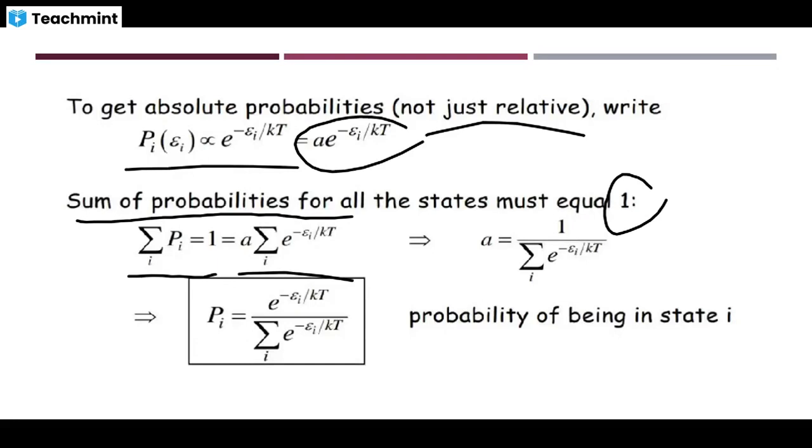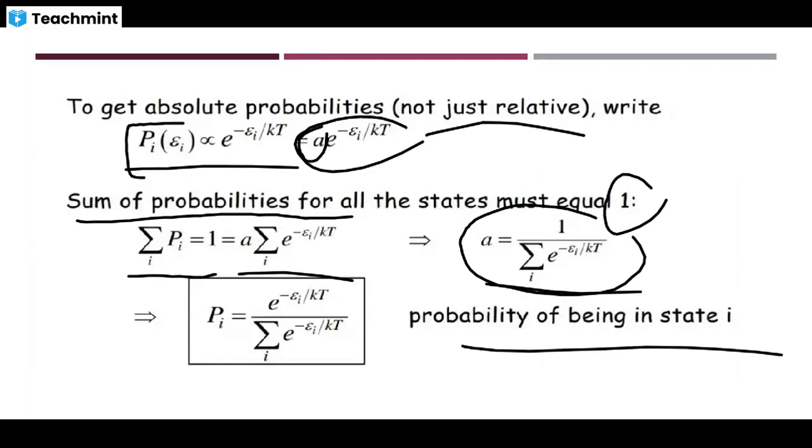So the sum of e to the power minus psi i divided by kT, and then A is nothing but 1 divided by the sum over i of e to the power minus psi i by kT. So this is directly proportional, and A is just a proportionality constant. If you know A, then Pi equals A, which is 1 divided by the sum of e to the power minus psi i divided by kT, times e to the power minus psi i by kT. So this is the probability of being in the i-th state. This is the most important formula.